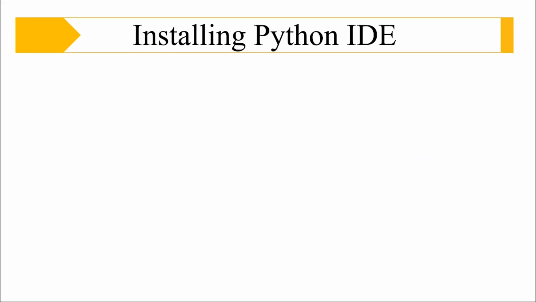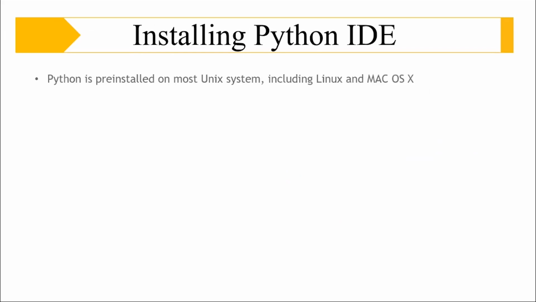See, how do we install Python IDE? Python is pre-installed on most Unix, Linux, and Mac operating systems. Python comes in two versions: 2.x and 3.x. 2.x is almost deprecated, and 3.x is the latest. But on Unix, Linux, and Mac systems, we have Python 2.x, and we need to write a command to upgrade it to 3.x.